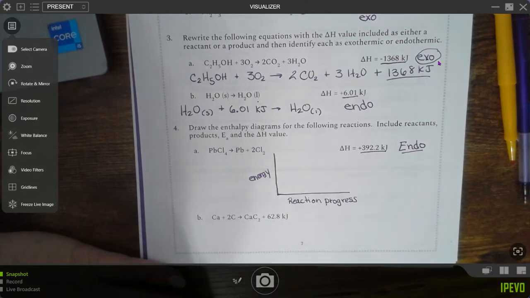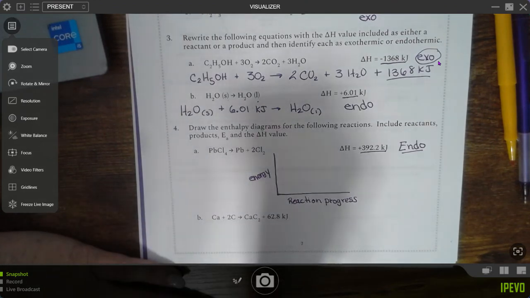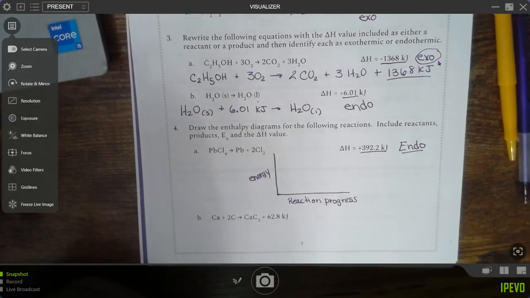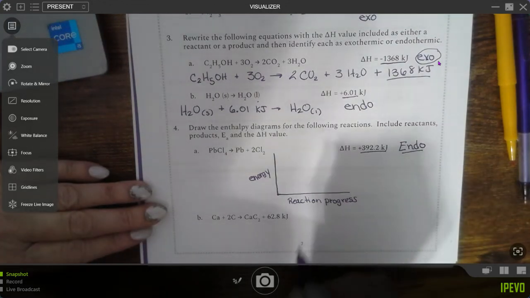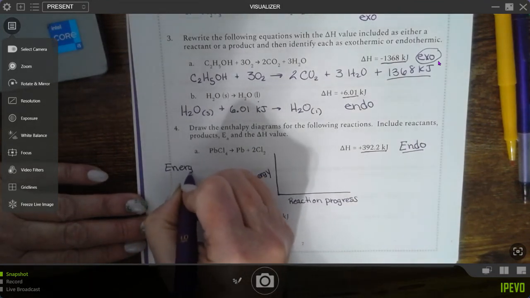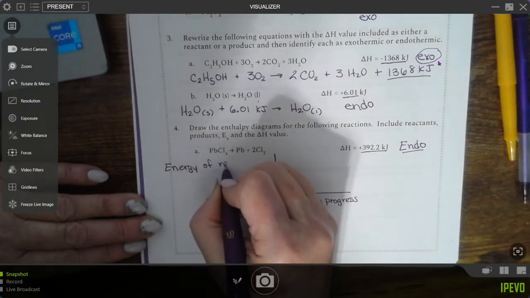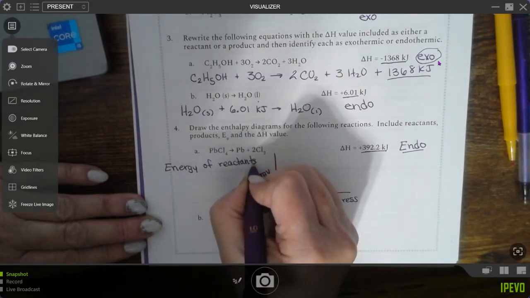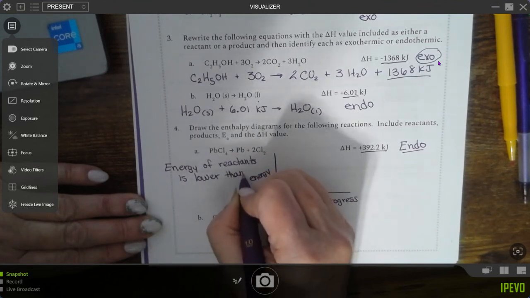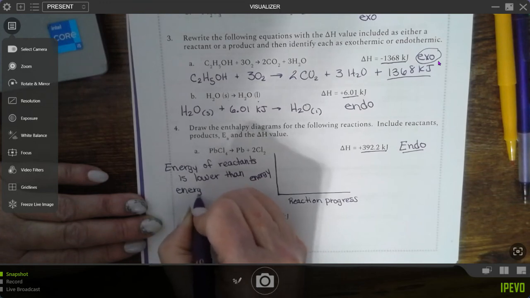Now, here's what I want you to remember, okay? I don't need you to put numbers on your graph, okay? Basically, what I'm looking for when you draw an enthalpy diagram is, are your reactants in the right place relative to the products, okay? So in an endothermic reaction, okay, and we're going to write this down, the energy of the reactants is lower than the energy of the products.